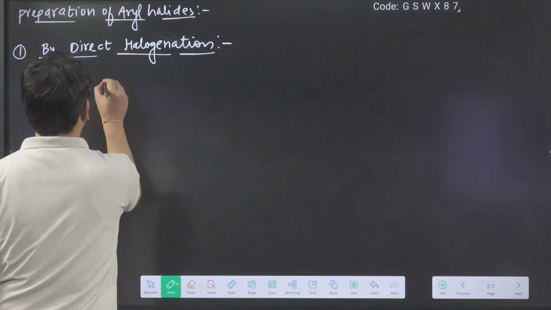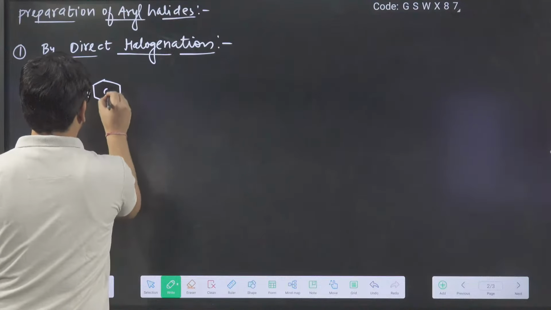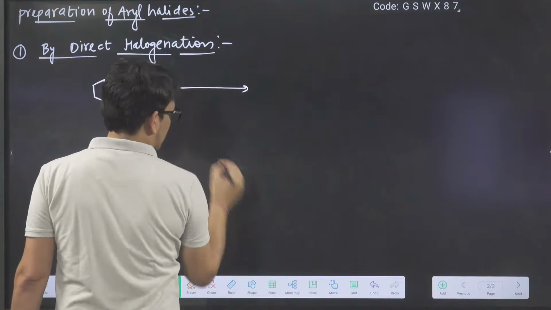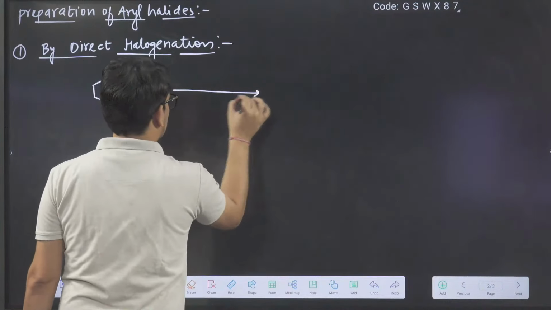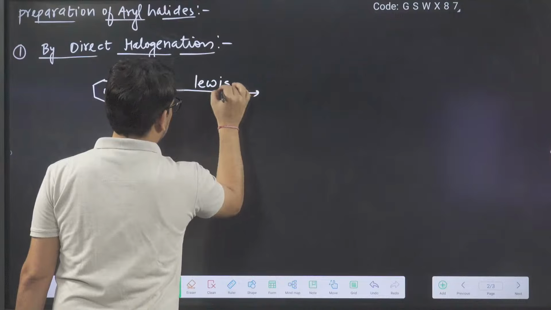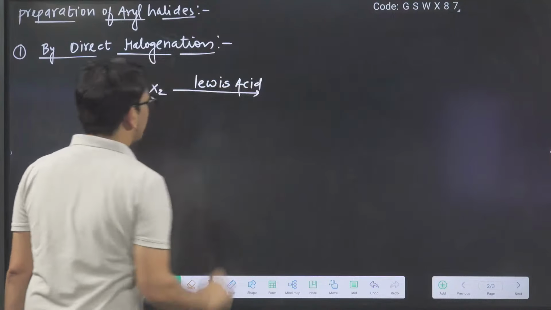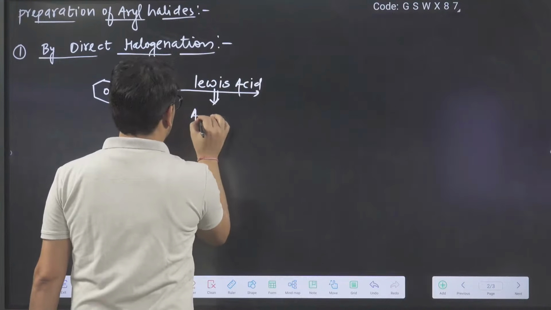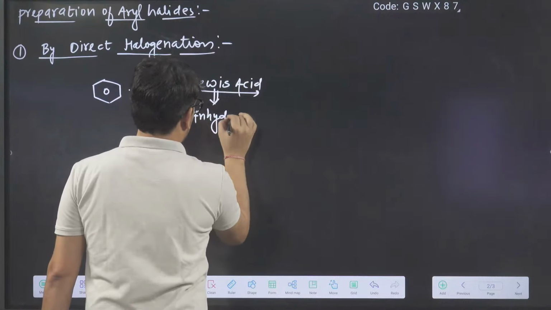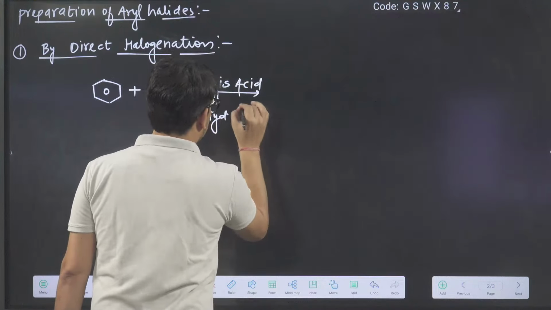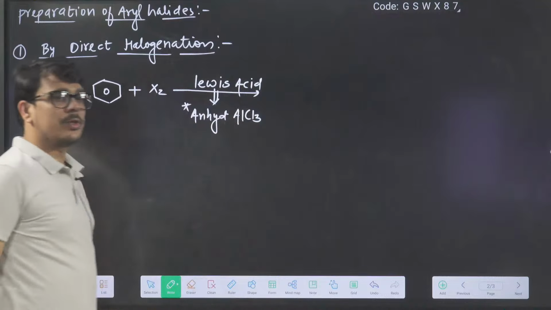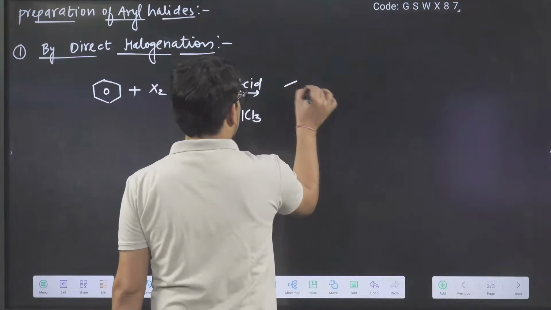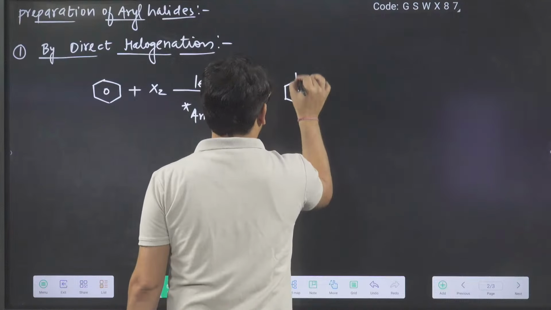Benzene reacts with X2 in presence of a Lewis acid. Most of the time which Lewis acid are we using here? Anhydrous AlCl3, and then directly you will get the product.